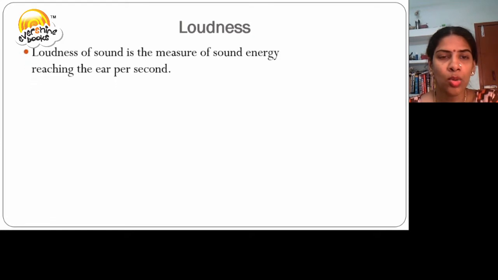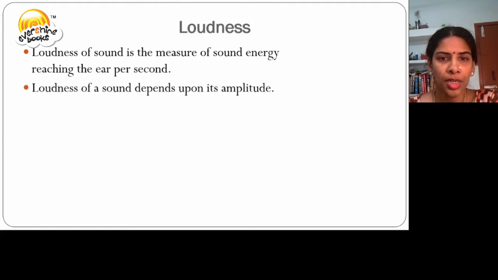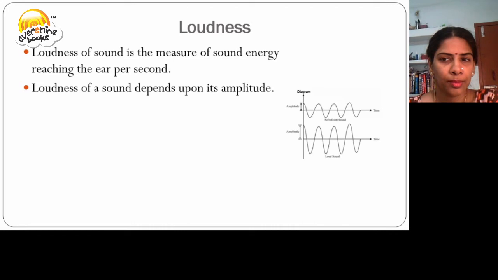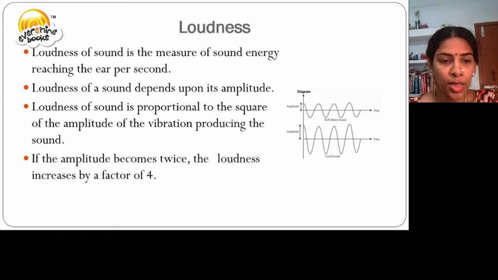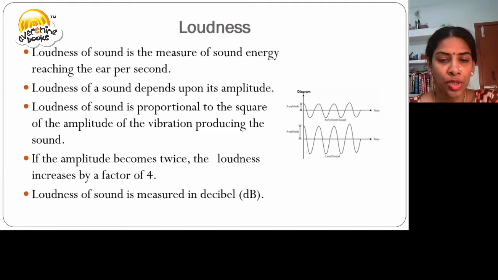Loudness. Loudness of a sound is the measure of the sound energy reaching the ear per second. It depends upon its amplitude. Loudness of the sound is directly proportional to the square of the amplitude of the vibration producing the sound. If the amplitude becomes twice, the loudness increases by a factor of 4. Loudness of the sound is measured in decibel.